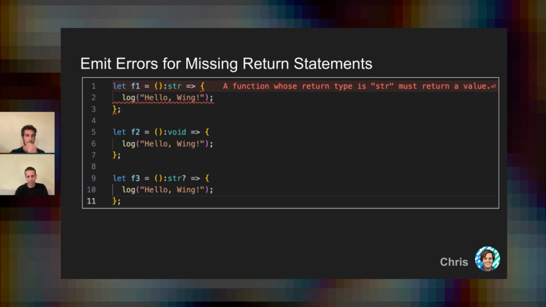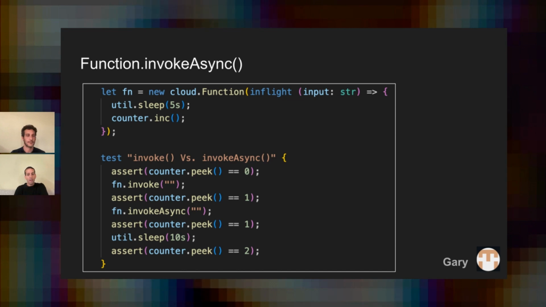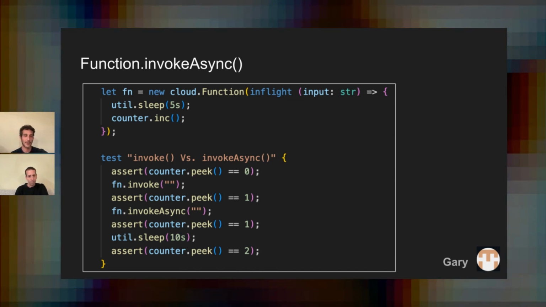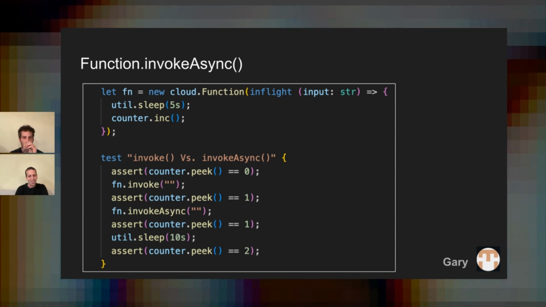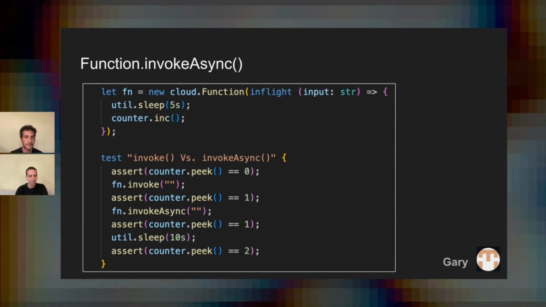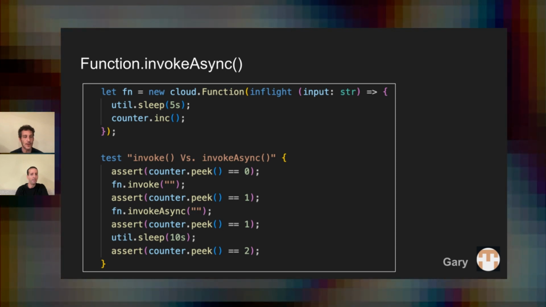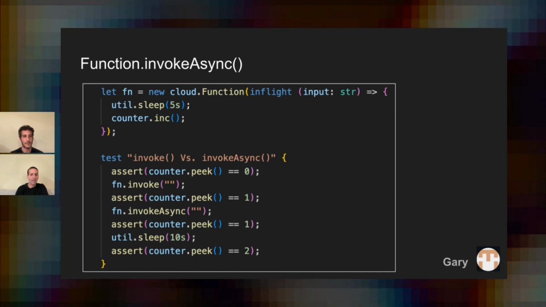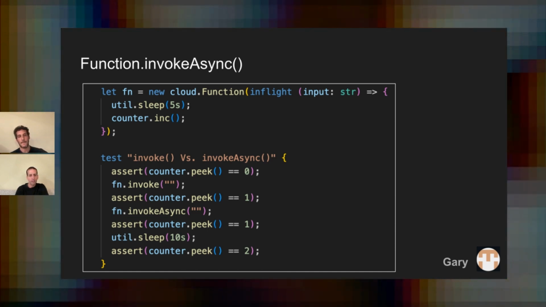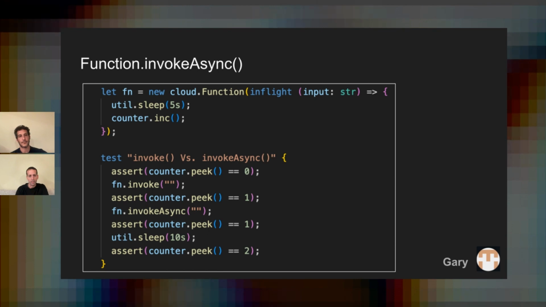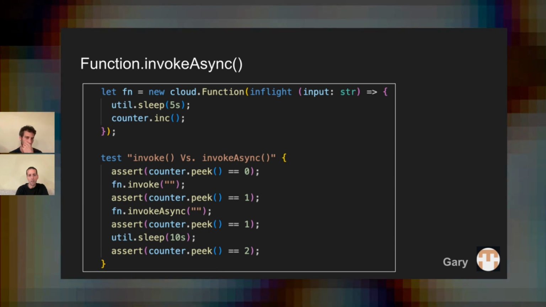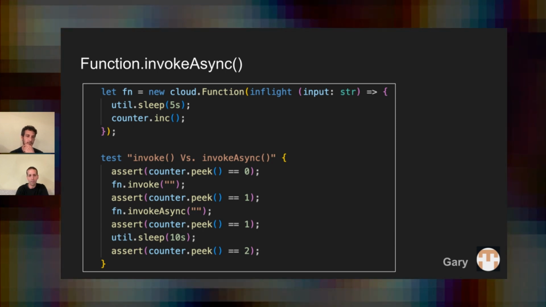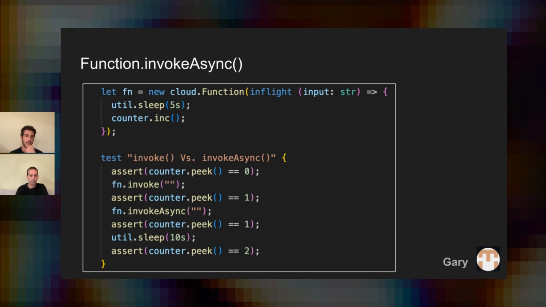Another one by Chris. Yeah, interesting. Gary is awesome. He adds tons of awesome power into the standard library of Wing. And what you can see here, he added invoke async. So Cloud Function already has the invoke method. Let's see it in this simple example. Basically, we have a simple Cloud Function that takes a while. We're sleeping for 5 seconds, and then we increment a counter.